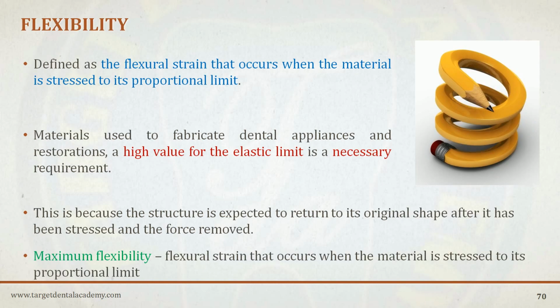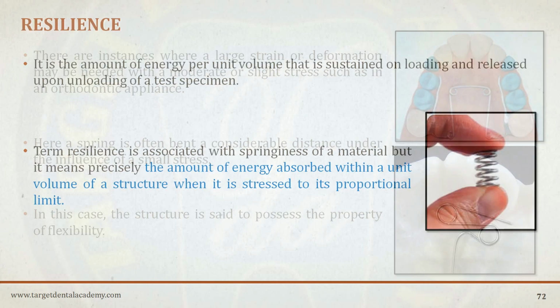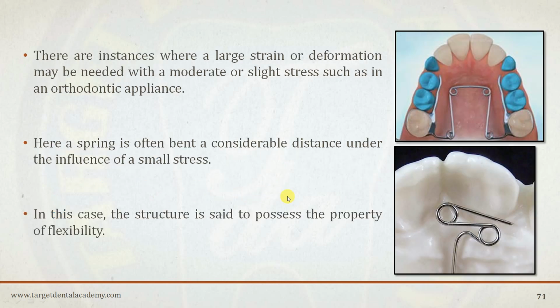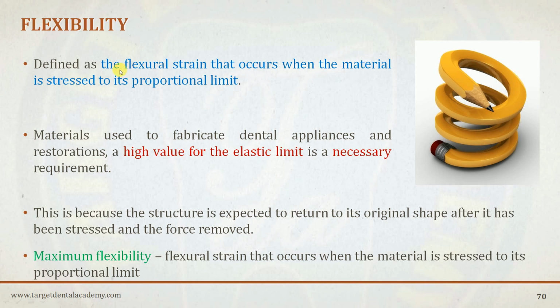So flexibility is a flexural strain that occurs when a material is stressed to the proportional limit, and in this there is loading and releasing upon the specimen. The term resilience is associated with the springiness of a material, but it means precisely the amount of energy absorbed within a unit volume of a structure when it is stressed to its proportional limit. In this, when the material is stressed, there is a flexural strain.